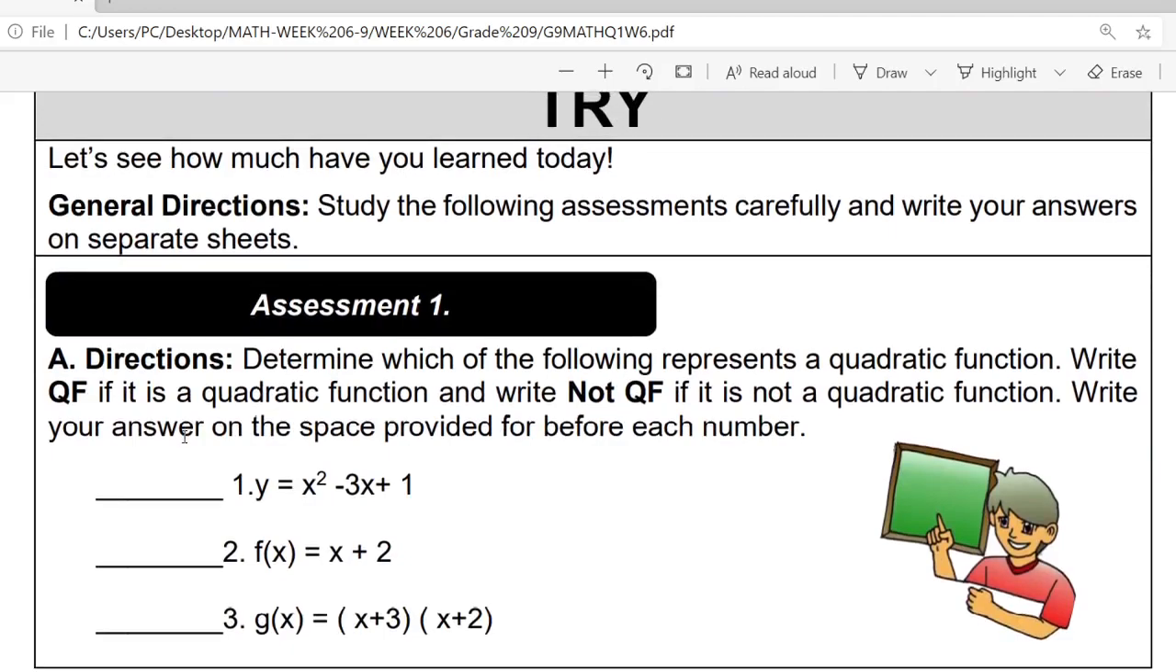Okay, so let's have this one. Let's see how much you have learned from this lesson, from our discussion, rather. You're going to determine which of the following represents a quadratic function. Just write QF for quadratic function, not QF if it is not a quadratic function. So write your answer here.